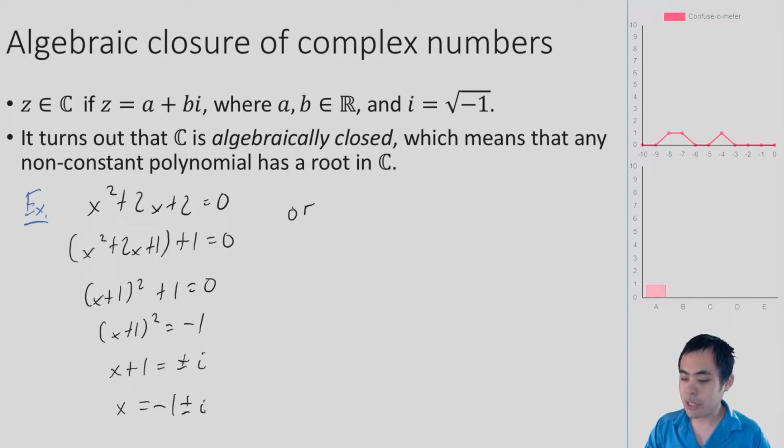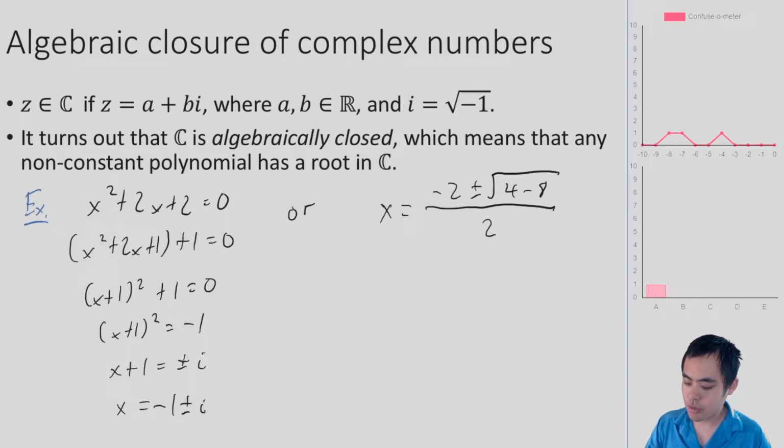Or you could just use the quadratic formula. So the quadratic formula also happens to work. So you get minus 2 plus or minus the square root of 4 minus 8, over 2. So then x is equal to minus 1 plus or minus the square root of minus 4 over 2. And so x is equal to minus 1 plus or minus i.